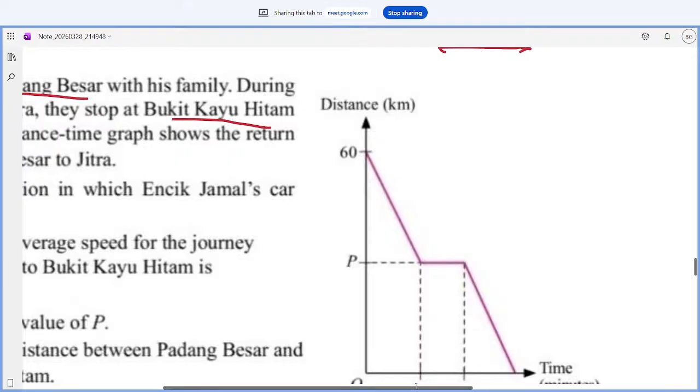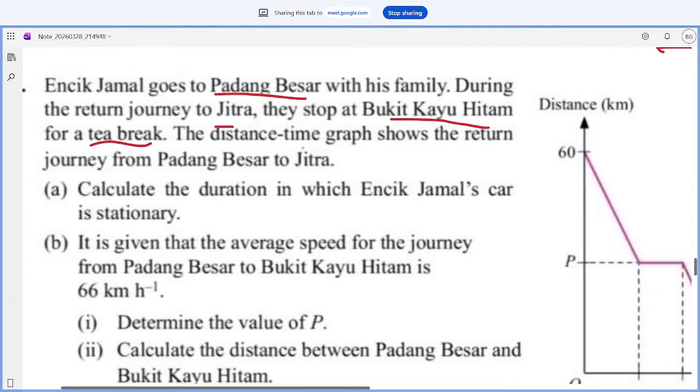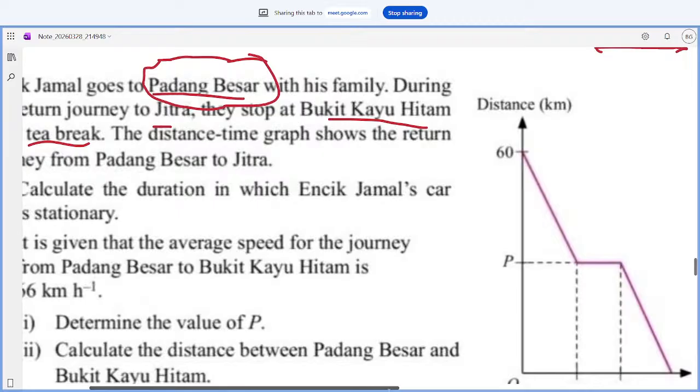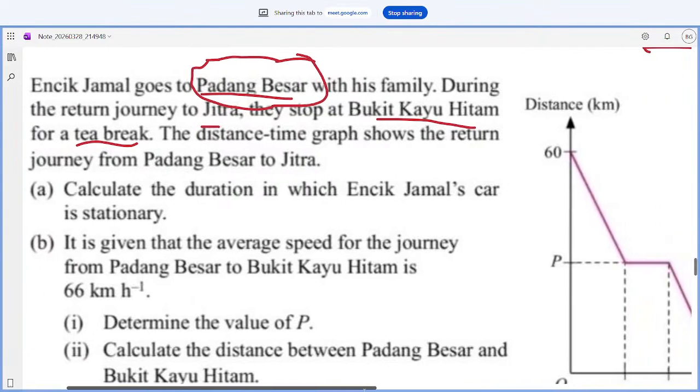I'm just guessing. Teka-teki only. Oh, I've seen. Have you been in real life to Padang Besar? Padang Besar is basically the border to Thailand. Sempadan, Malaysia, Thailand. Not only pass by. Oh, okay. I see. Okay, so never mind.